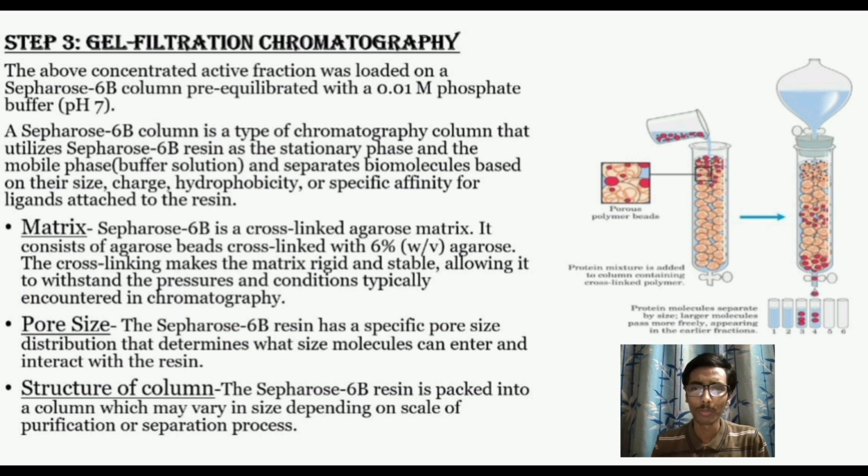The Sepharose 6B resin is a cross-linked agarose matrix. It is composed of agarose beads cross-linked with 6% weight by volume agarose. This cross-linking makes the matrix rigid and stabilized, thus allowing it to withstand the pressure and other conditions applied during the chromatography. The Sepharose 6B resin has a specific pore size that determines which molecules would enter the resin and interact with it and which would not.